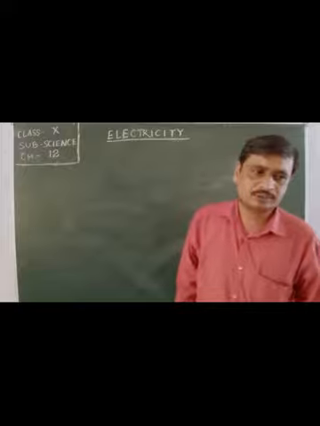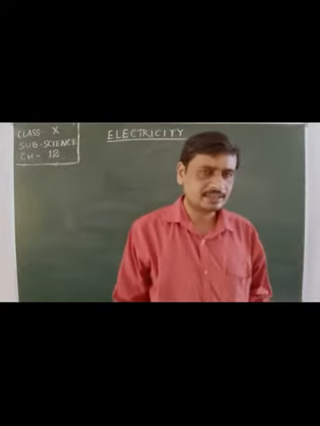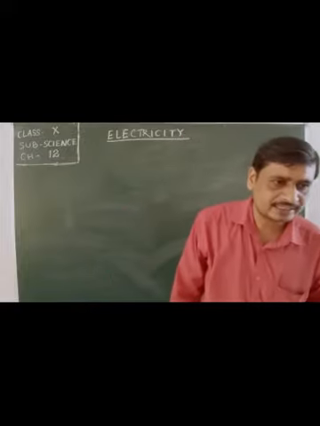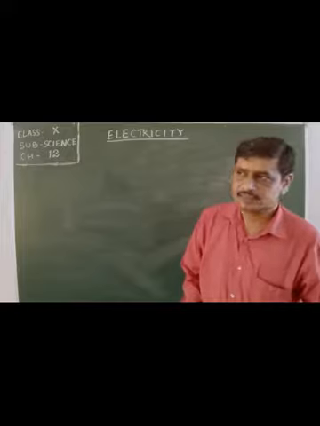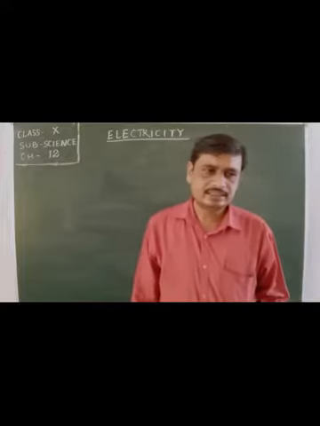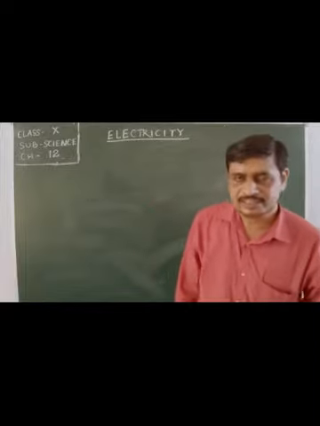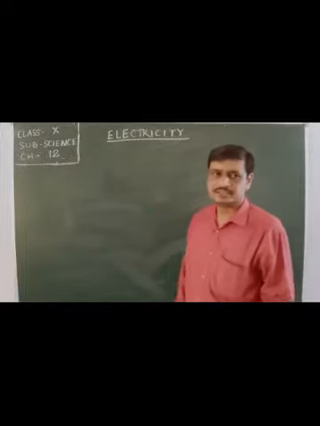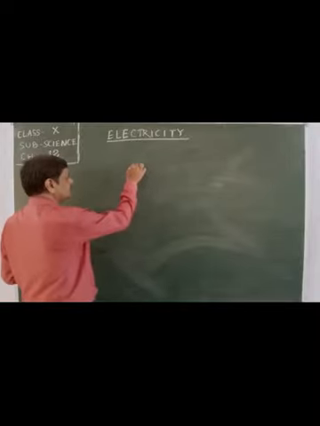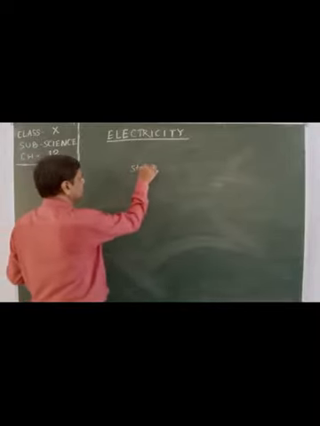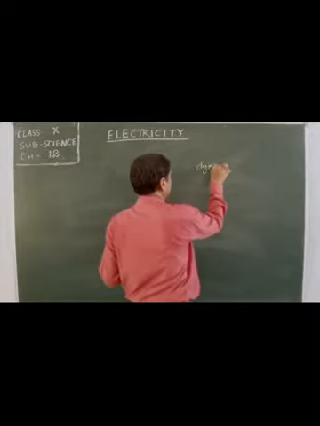First, we discuss the electric charge, types of electric charge, then conductors and insulators, electric potential difference, then the relation between electric current and potential difference. All these points we will discuss here. First, electricity. It is of two types. The first one is static electricity, another one is dynamic electricity.